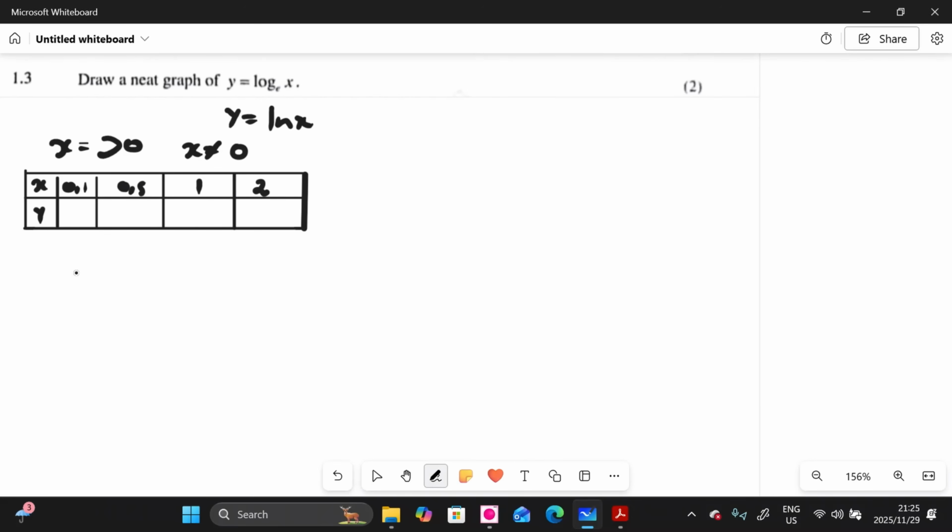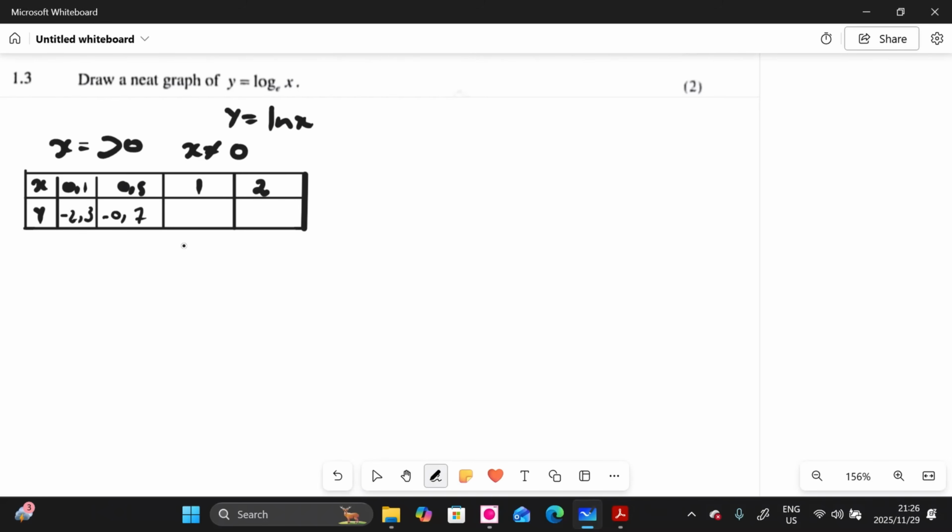Let's put this on a calculator. When x is 0,1, what is our y? This is going to give us negative 2,3. So when x is 0,1, it's going to give us negative 2,3. When x is 0,5, what are you gonna get there? You're gonna get negative 0,69. Let's just make it 0,7 like this.